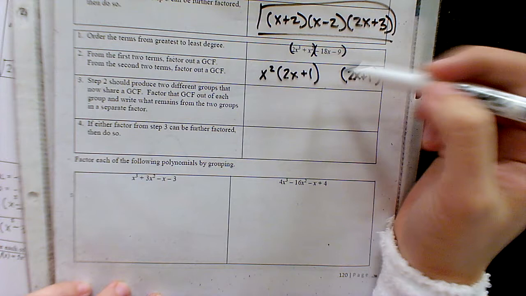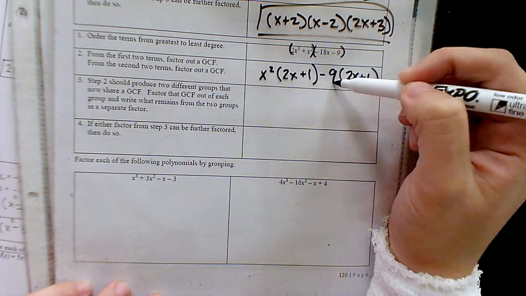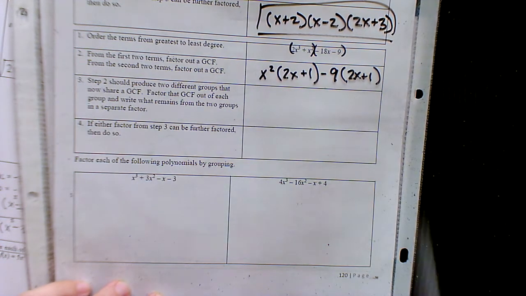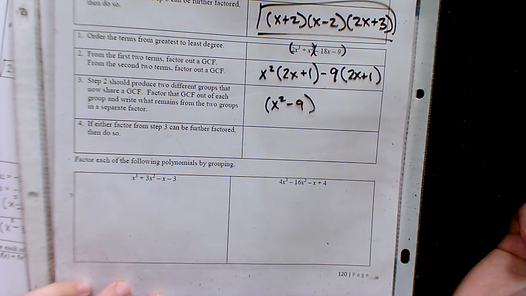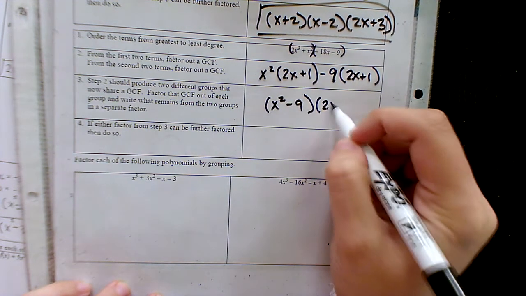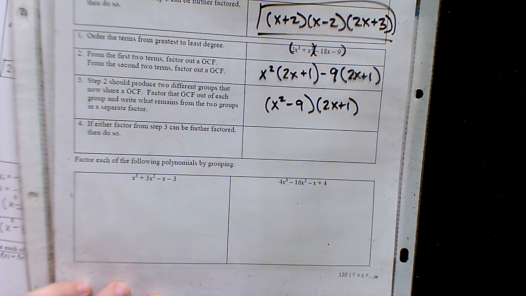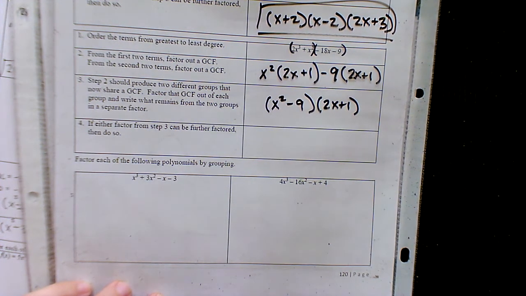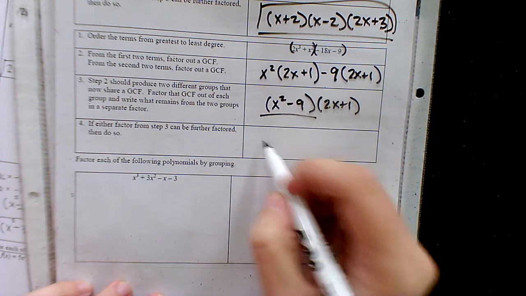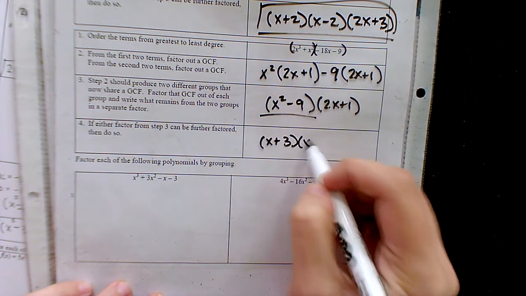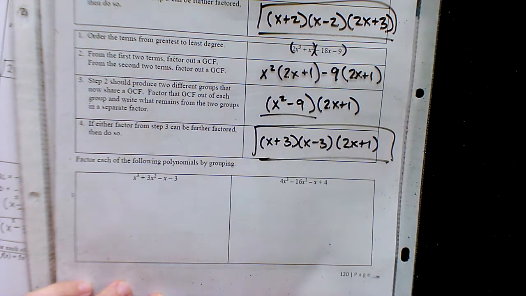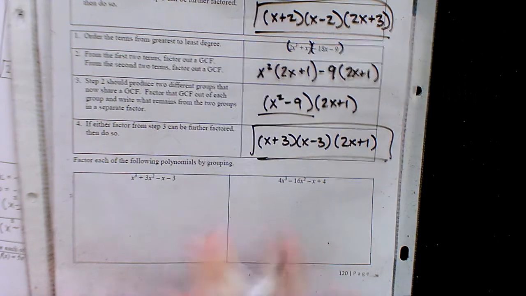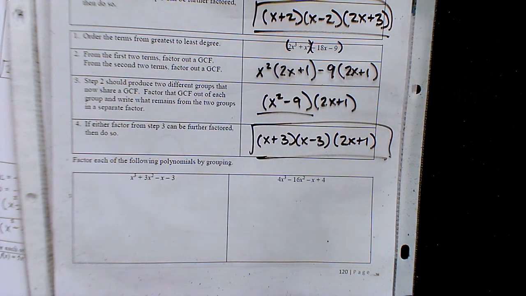What do you think, Emma? Negative what? Negative 9. Good. All right, so our two factors would be the GCFs that we pulled out, and then the 2x plus 1 that matched. So we're done with grouping, but can we keep going? Yeah. Difference of squares. X plus 3, x minus 3, and then the 2x plus 1. All right, I want you guys to try the 2 at the bottom. See how you do.